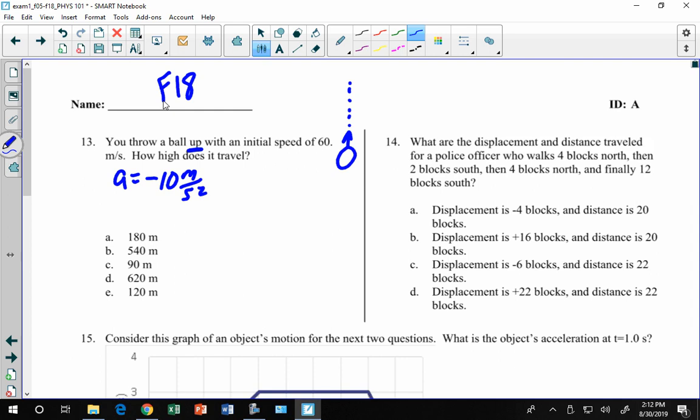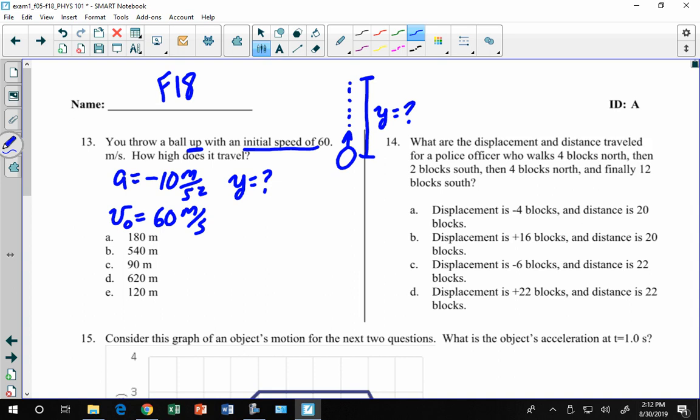All right, so drawing a picture, I write down what I know. Right away I know the acceleration. I also know the initial speed. The initial speed is v0 equal to 60 meters per second. And now I'm looking for the distance y. So I want to know how far this thing goes when it gets up to the top.